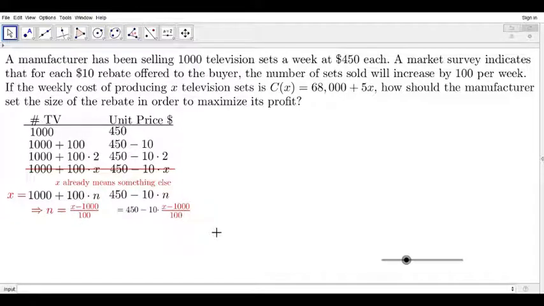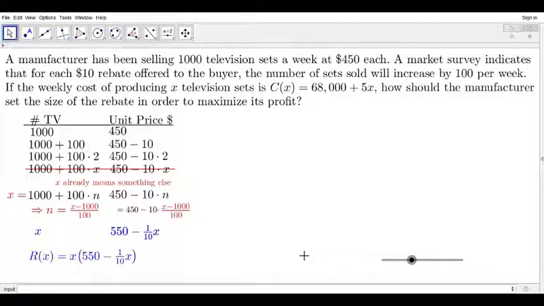Which means that in terms of x, which is the number of television sets, the corresponding unit price would be, after algebraic simplification, 515 minus 1/10 of x. And therefore, the revenue, what customers pay you, would simply be the number of TV sets that were sold multiplied by the price of each. So the revenue is this product.